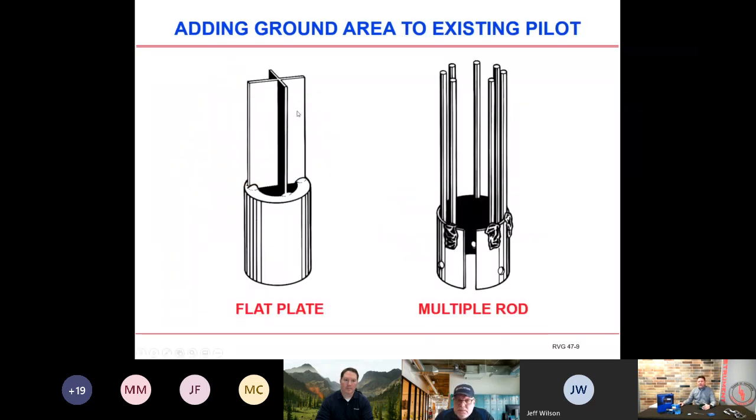There are a couple of different ways you can add grounding surface to either a pilot or main. You can add grounding surface by taking two flat plates and putting them on top of the burner nozzle, where the actual flame would be coming out over the edges of these plates, making an additional grounding area. The other thing I've seen work really well is placing pins around the burner nozzle and having each one of these pins touch the flame envelope, which adds grounding surface as well.